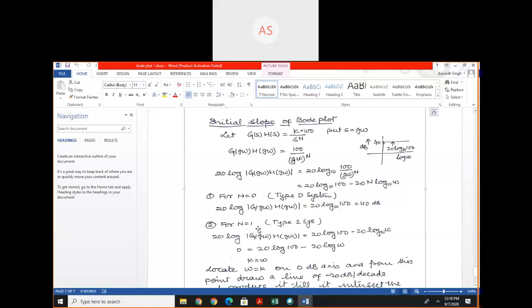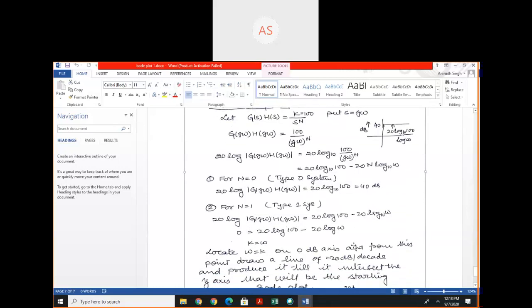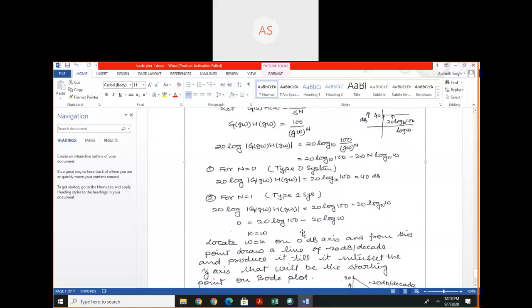For n equal to 1, n equal to 1 means type 1, or there is one pole at origin. And for this case, 20 log |G(j omega)H(j omega)| is given by 20 log K minus 20 log omega. If we substitute the value of this term equal to 0, then we get K is equal to omega. Here 100 is K, so omega is equal to K.